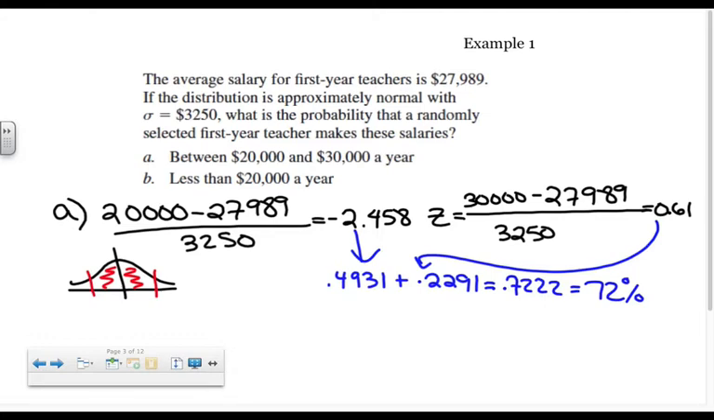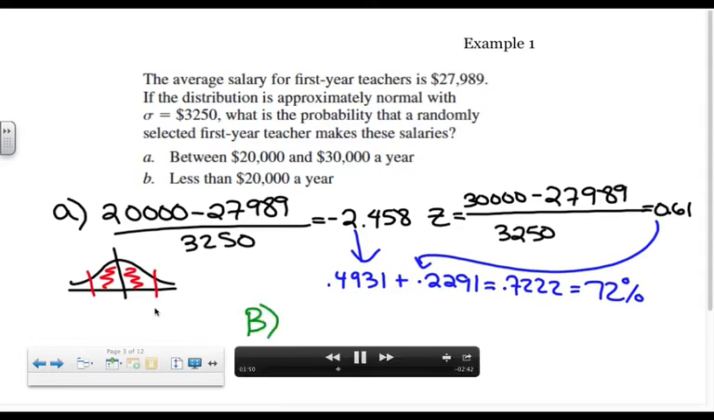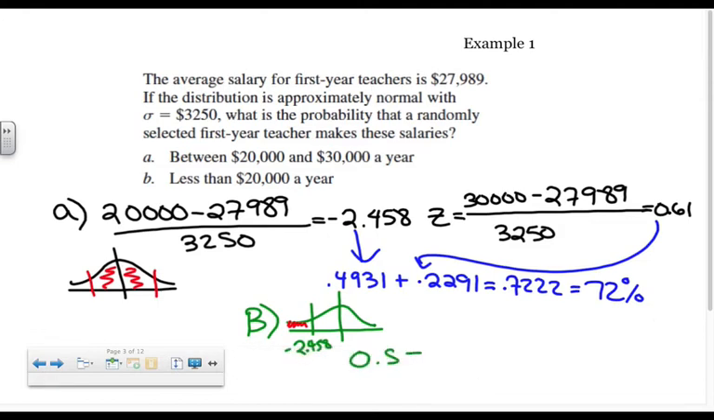Now for B. I already know what my z-score is for 20,000 because I found it right here. And I want to find out what's less than that. So in this one, remember, I have to go 0.5 minus 0.4931 because that was my area for that z-score. And I get 0.0069 or 0.69% possible that they make less than $20,000 a year.